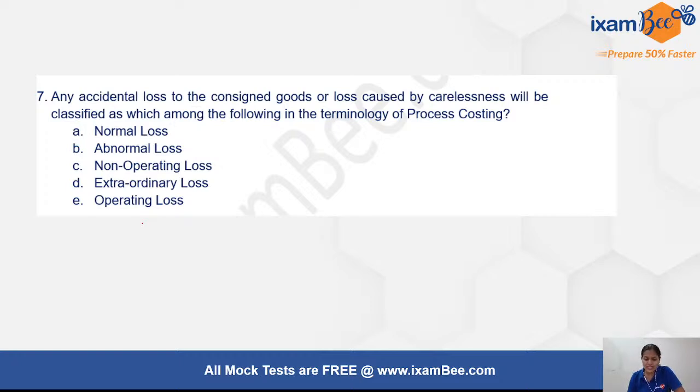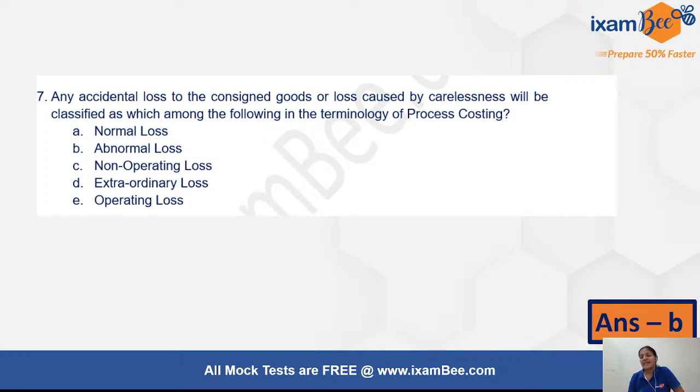So a lot of questions had actually come from the costing, or this is also an overall part of the management accounting part, right? So there were a good number of questions that came from this aspect, and the correct answer here is B, abnormal loss, because this is not any accidental loss or any loss which is not happening in the normal course of the business.